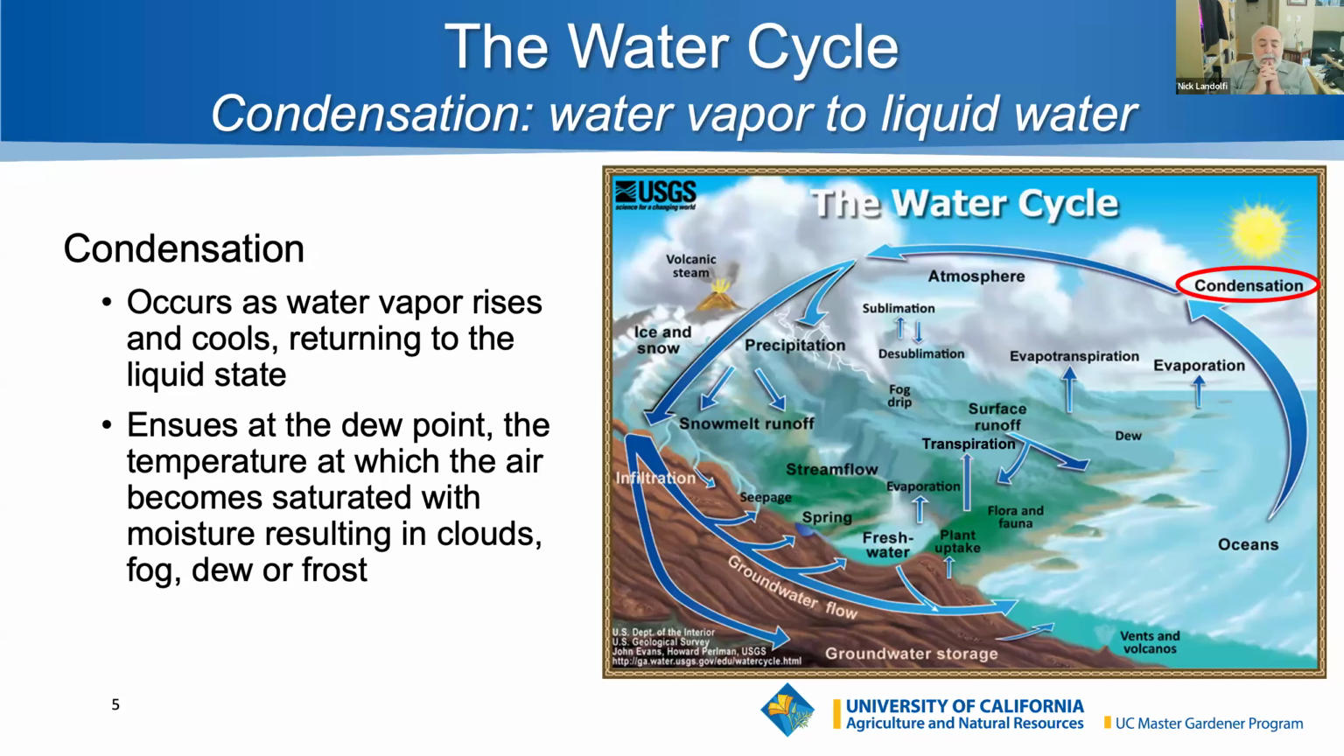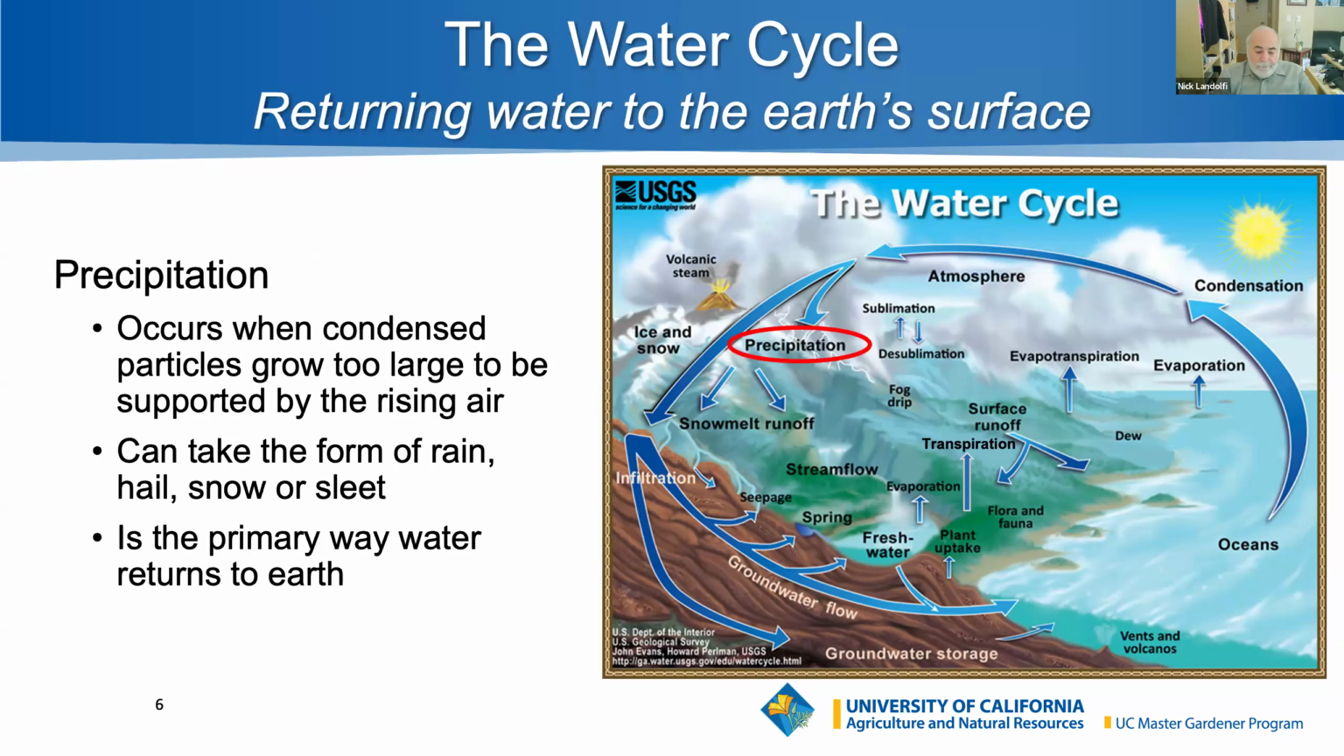Water vapor can also be subjected to condensation, which occurs as water vapor rises in the atmosphere and cools. Condensation happens at the dew point, which is the temperature at which air becomes saturated with water, causing water vapor to condense into liquid water. Once the condensed water droplets grow too large to be supported by the rising air, the water returns to Earth as precipitation. This can take four forms: rain, hail, snow, or sleet. Precipitation is the primary way water returns to the Earth's surface.